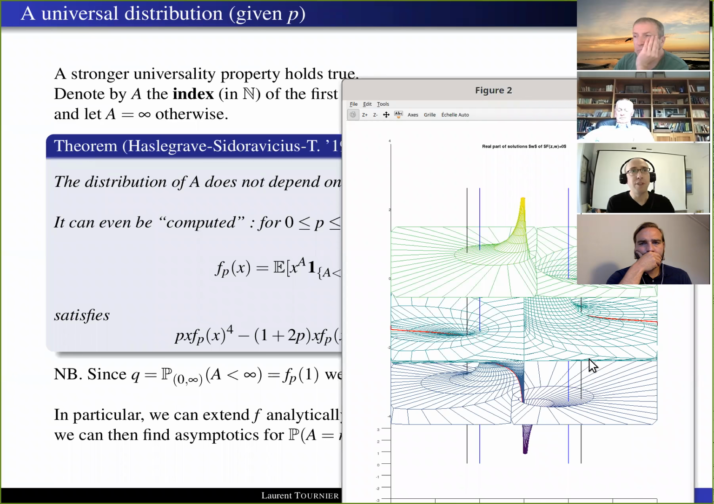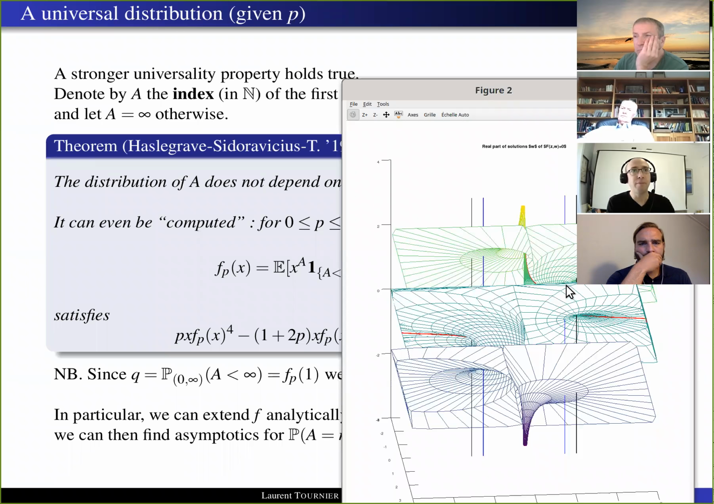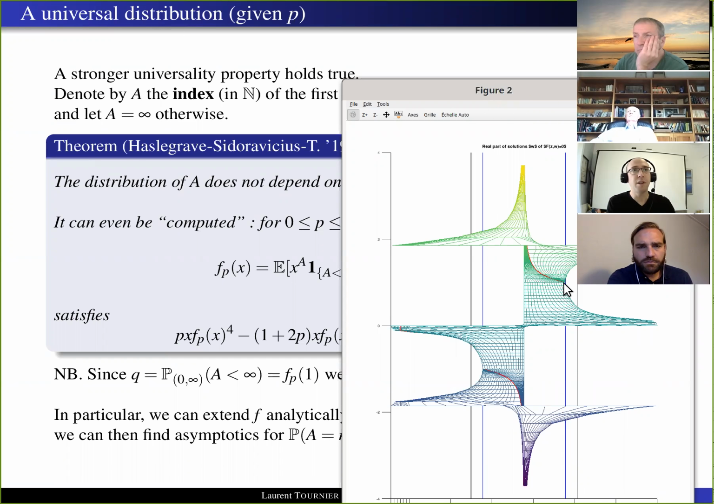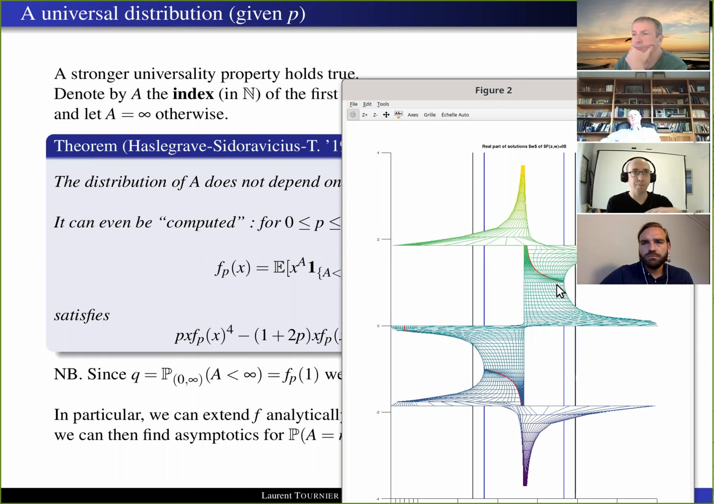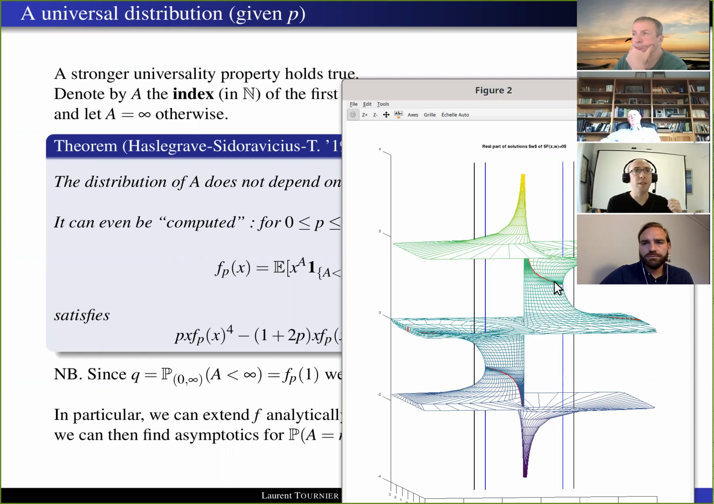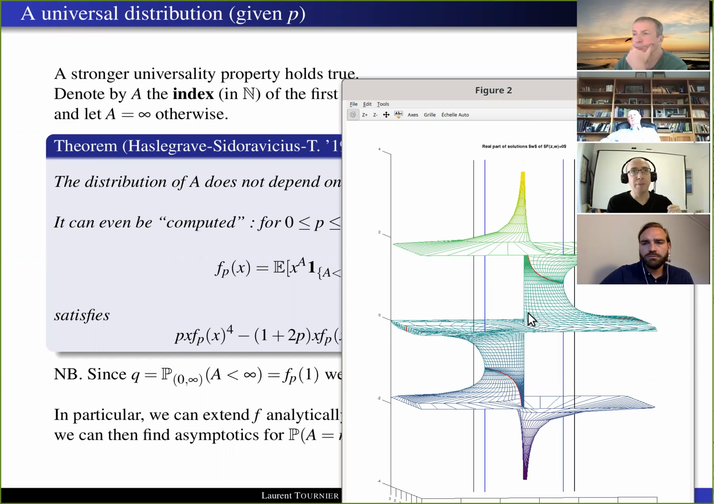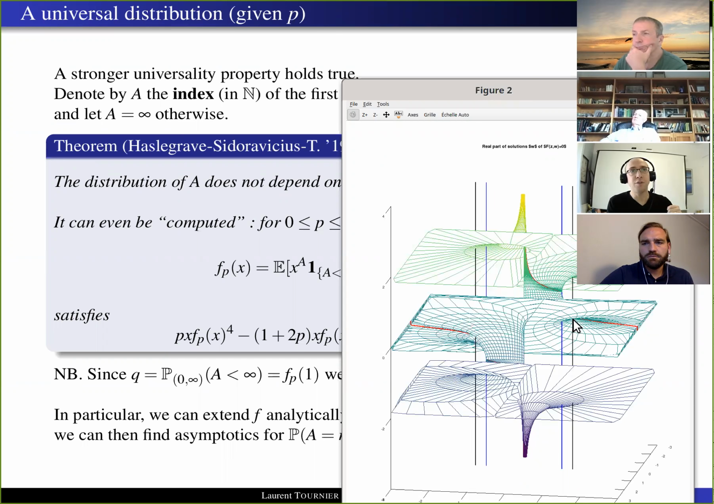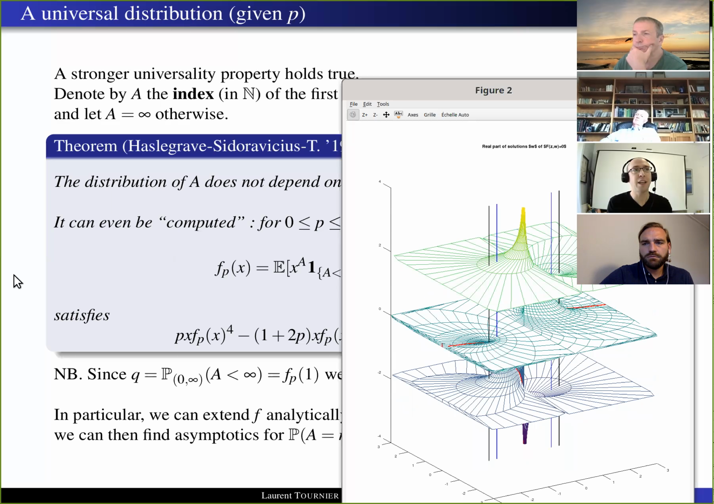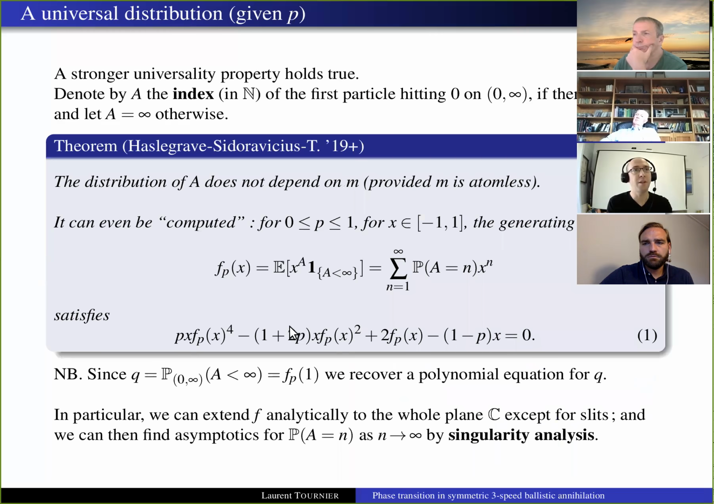In this plot, you can see, for instance, that this point that I'm pointing at with the arrow is a singularity of the multi-valued complex function. But it's not a singularity of f, because f is the sheet below. Its singularity is actually further away. It corresponds to the black line, while this one corresponded to the blue line. So we have to work a little bit to find which are the singularities of F in order to be able to use singularity analysis.